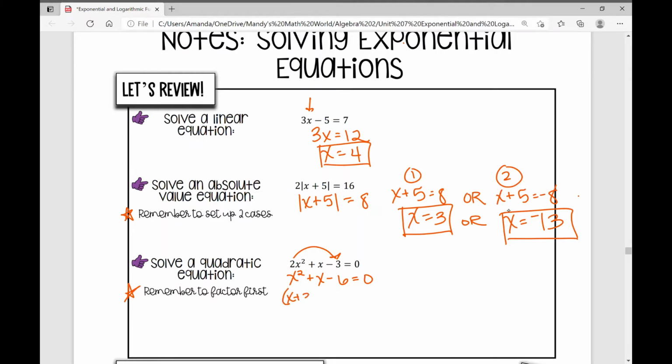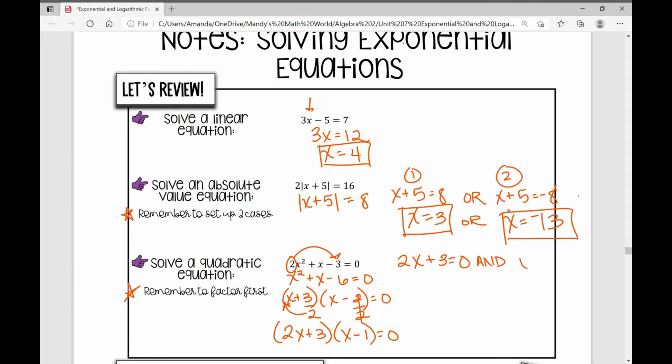So x plus 3 times x minus 2, and then what I multiplied into my last term, which was 2, I need to divide out, simplify, and I get 2x plus 3 times x minus 1 equals 0. So when we solve this, we need to factor, and I factored this slide and divide trinomial, and then I'm going to set each factor equal to 0 using our zero product property to solve for the value of the variable. So in the first one, I'm going to do 2x plus 3 equals 0, and x minus 1 equals 0. And then I'm going to solve for x.